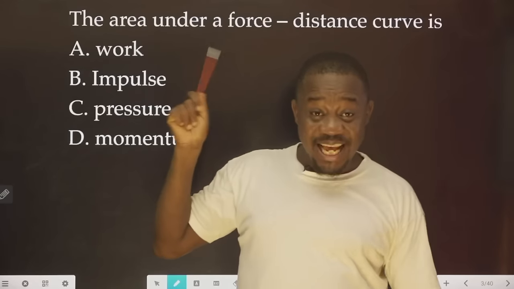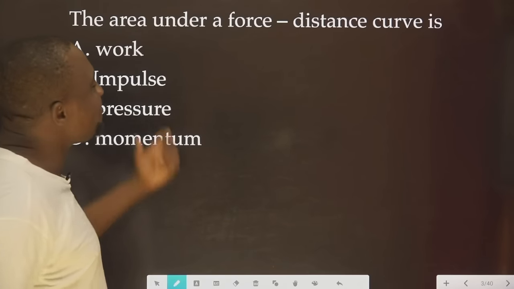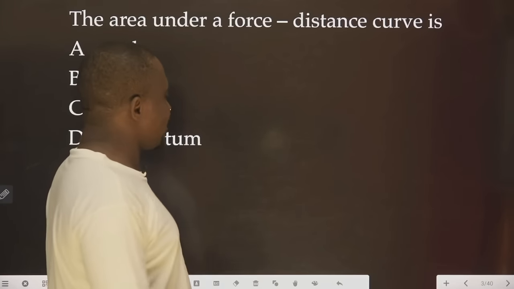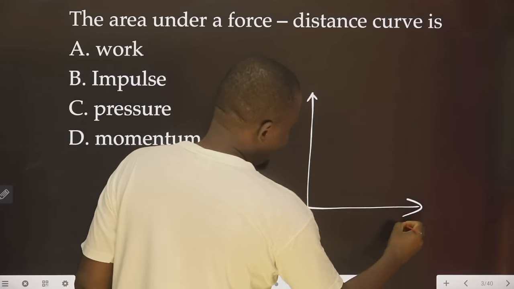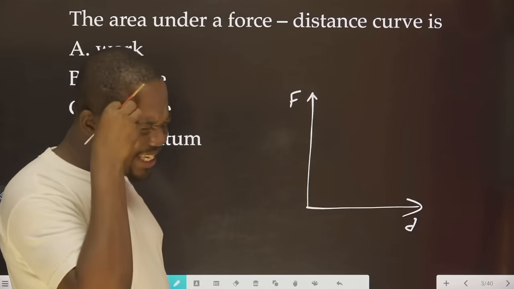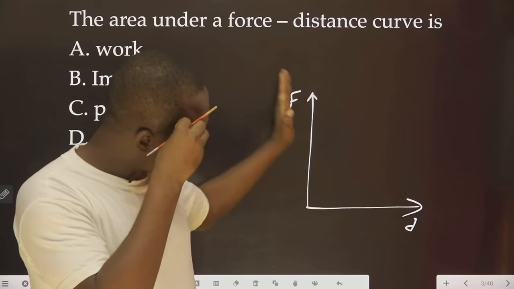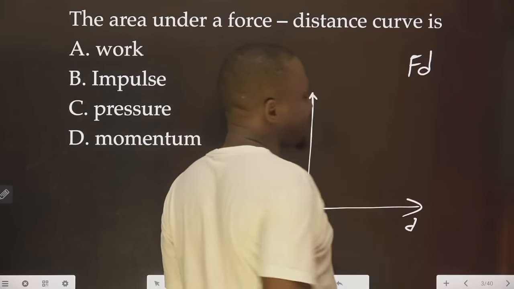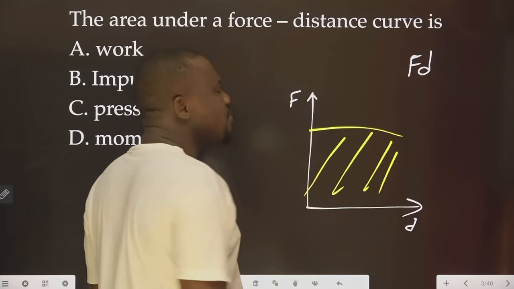Let's look at this question. It says the area under a force distance curve. Look at this. Force distance. It means we are going to have force here, and distance here. Let's put the area under this. What comes to mind now is, how do you calculate this with distance and force? If I do FD, what is that? Force times distance, this area.